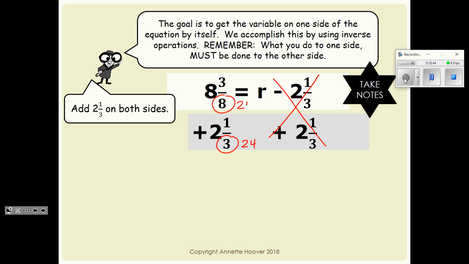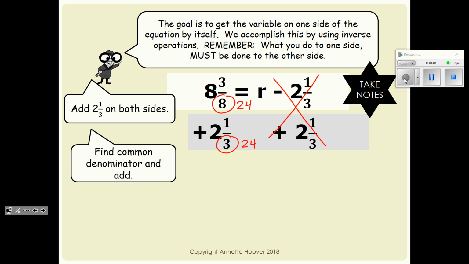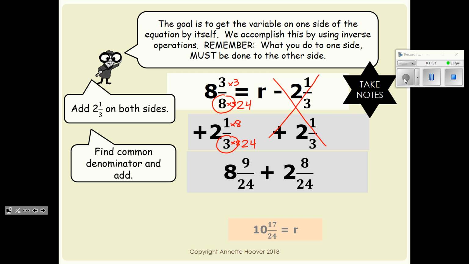So we're going to rewrite these two fractions with a common denominator of 24. That would be 8 and 9/24ths because we had to multiply times 3. And that would be 2 and 8/24ths because we had to multiply both of these by 8. Now we can add them together and we would have 10 and 17/24ths.